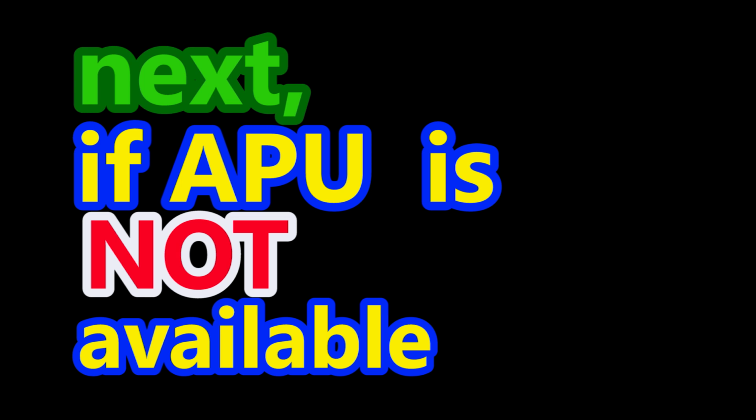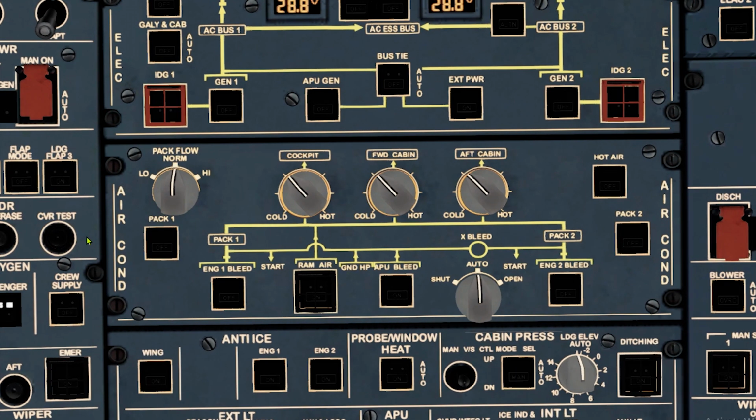So the next procedures are, you tried starting the APU but APU is not available. So APU bleed off. When at or below flight level 100, MEA or MORA, try to check on the engine bleed.